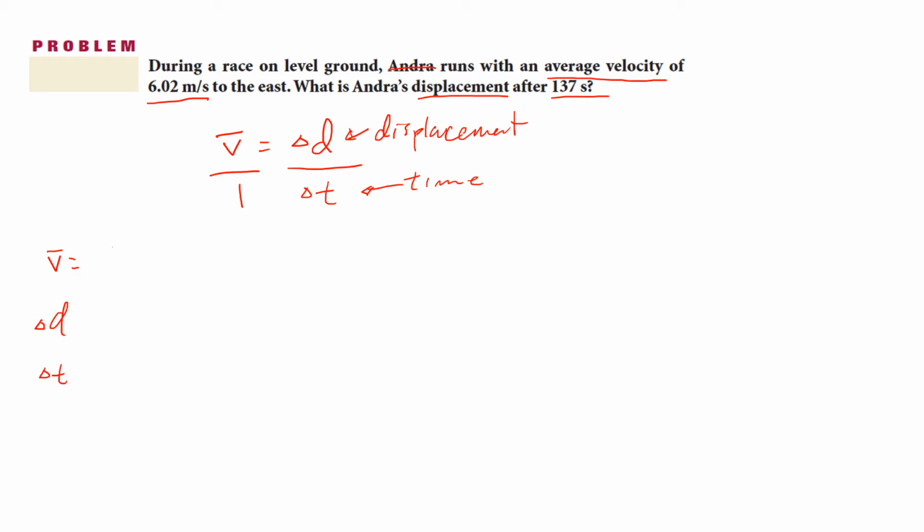Our V is 6.02 meters per second. Our D is what we don't know. And our T is 137 seconds. So let's just plug in. So now I got 6.02 meters per second over 1 is equal to our displacement, which is I don't know, so I'm just going to do a question mark there, over our delta T, which is 137 seconds.